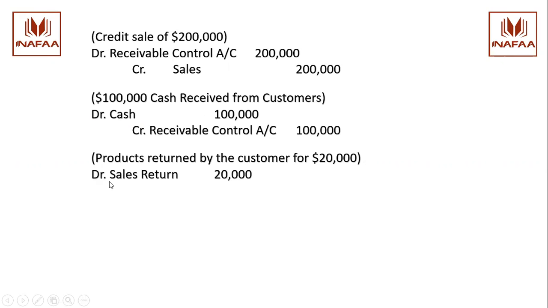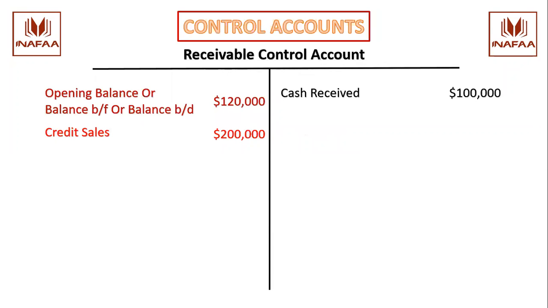So we shall debit sales return $20,000. But as customers have returned us this $20,000 of goods, definitely our asset has been decreased. So we will credit receivable control account with $20,000 because it is a decreasing asset. Again, this $20,000 debit will be recorded in the sales return account, but currently we are posting all these transactions into the receivable control account. So I will credit receivable control account with $20,000, reference being sales return. So let's go and record this $20,000 on the credit side. The reference is sales return.